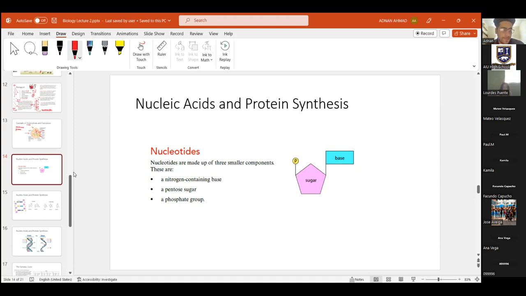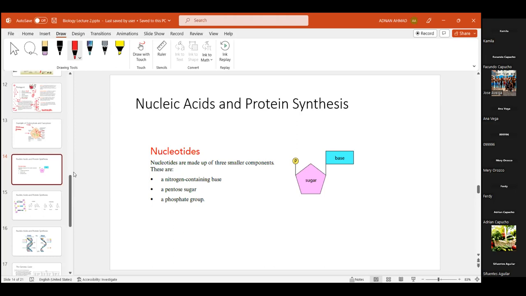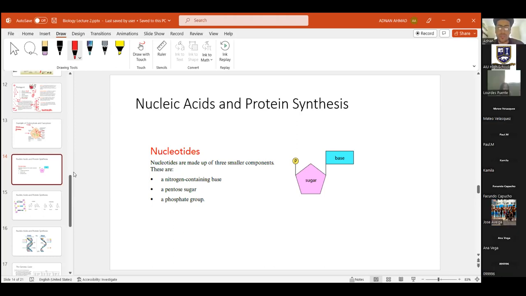So we will see how DNA makes proteins. This topic is a little bit detailed, so that is why I kept it as the last topic. Let's begin. Okay, so nucleic acids and proteins.